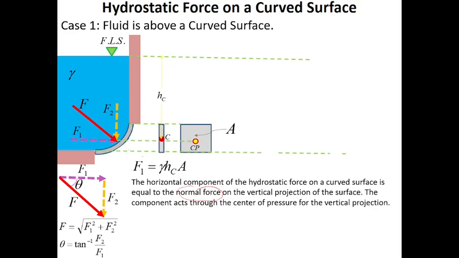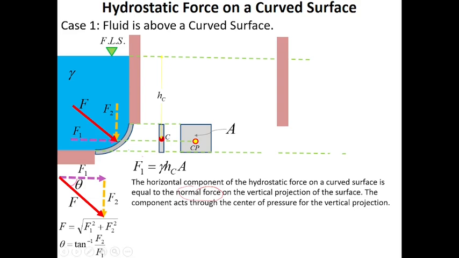So this is the surface of this material. Let's say this is a gate. So this is the curved surface, and we consider the vertical projection of that surface. And considering that the horizontal component F1 acts at the center of pressure of that vertical projection of the surface. So the component acts through the center of pressure for the vertical projection.